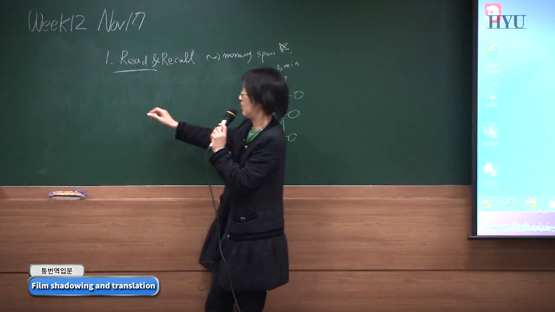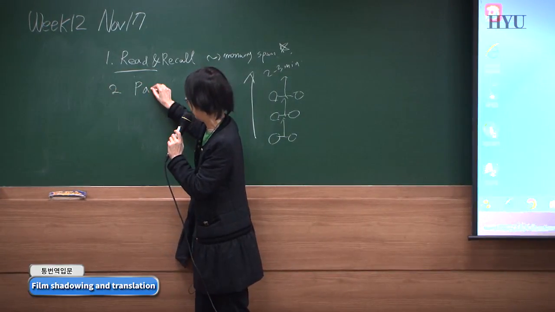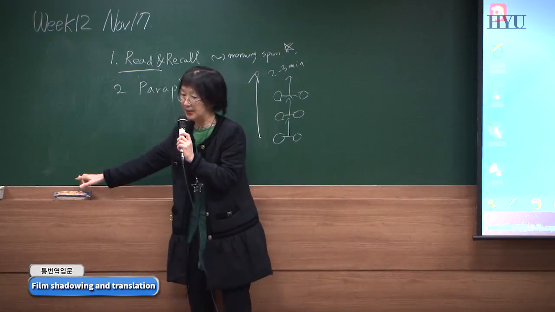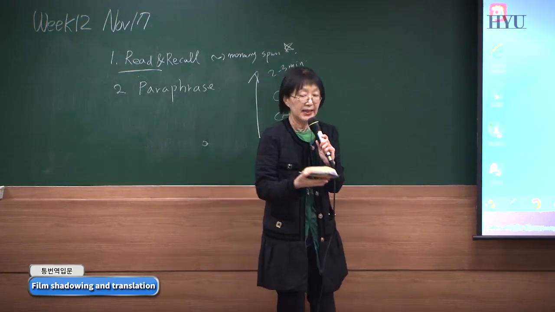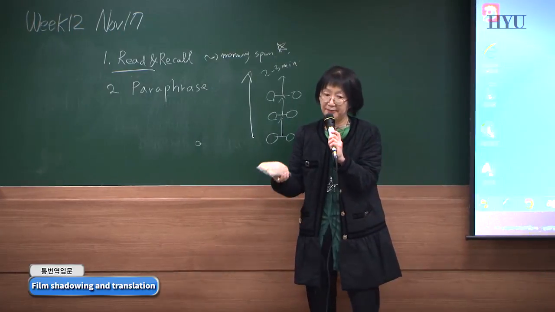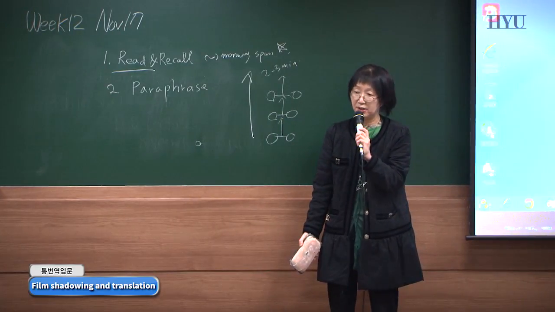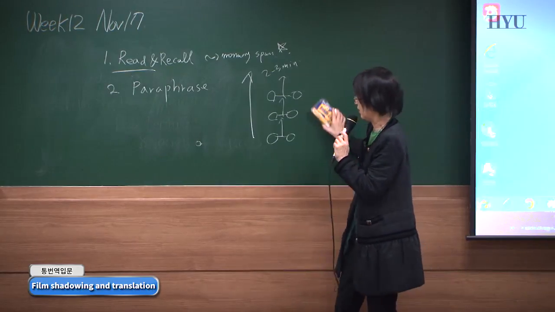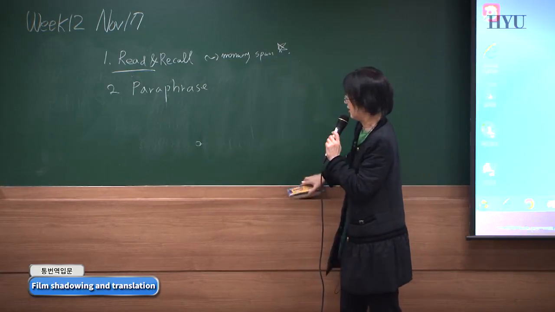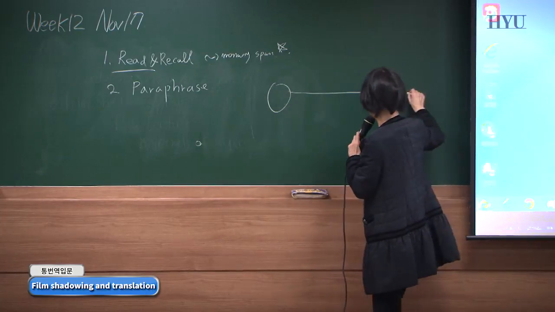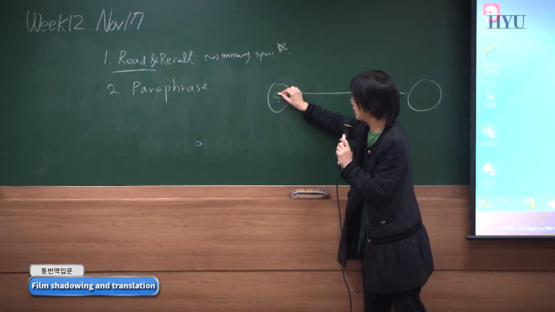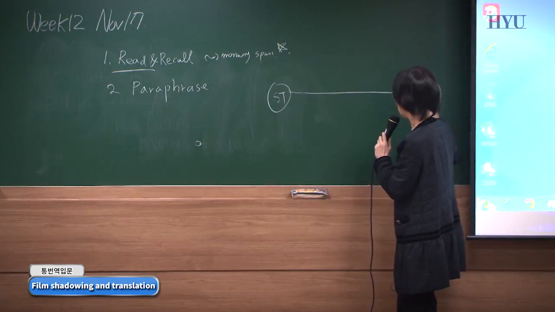Then what was the second one? Do you remember paraphrase? Paraphrase is that you are reading the original text, but you don't have to be stuck with the original text. In doing this, we're talking about the translation theory. So this is the source text, and this is the target text audience.